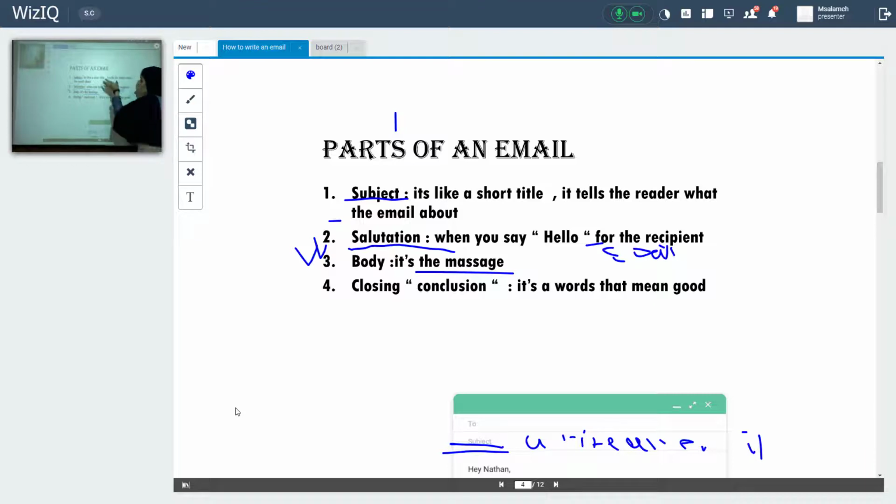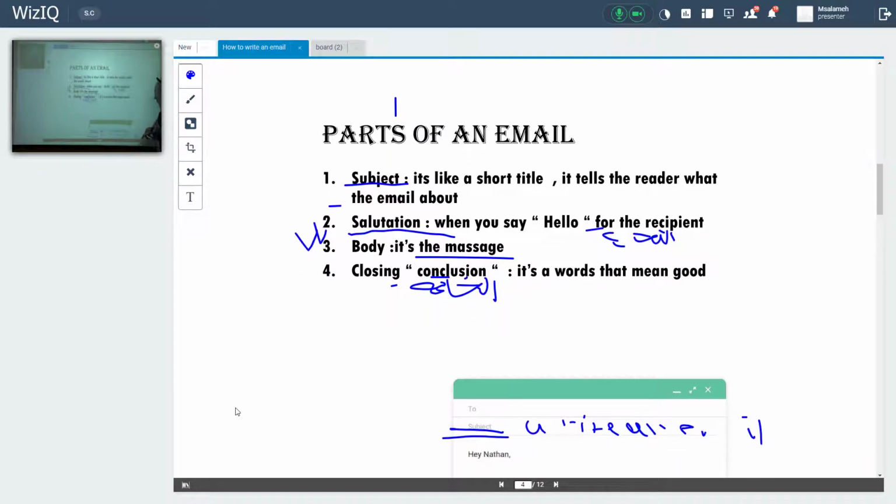The message. I put the title and I gave the recipient the salutation. Then I will write my message, the things that I want him to know. Okay, closing or conclusion. That means الخاتمة أو النهاية. It's a word that means goodbye.